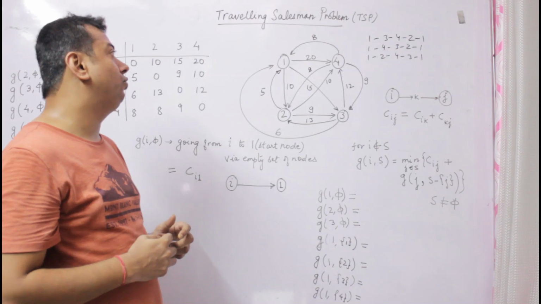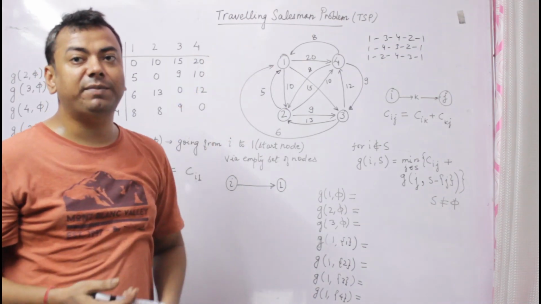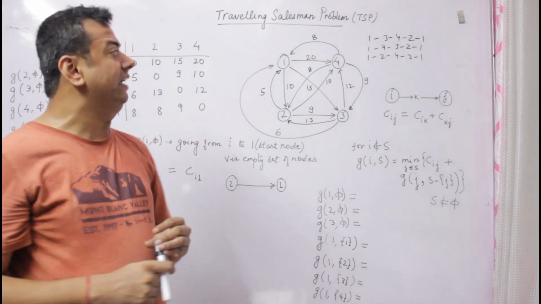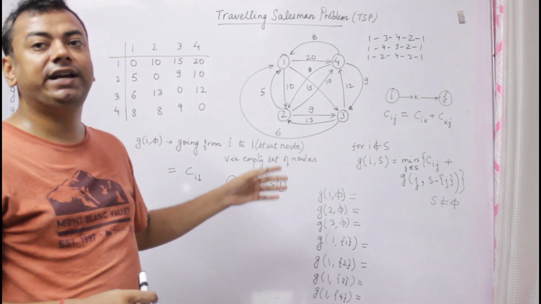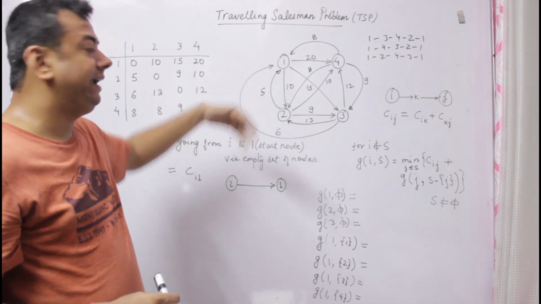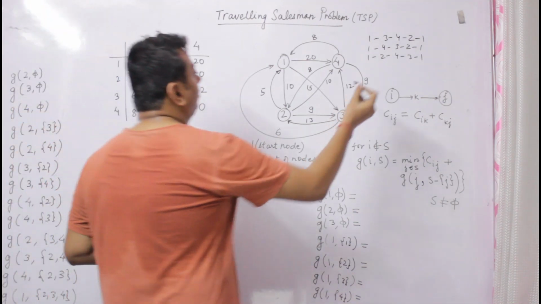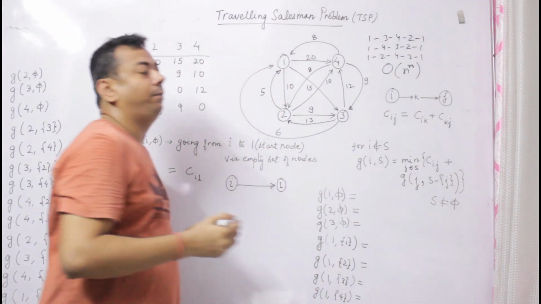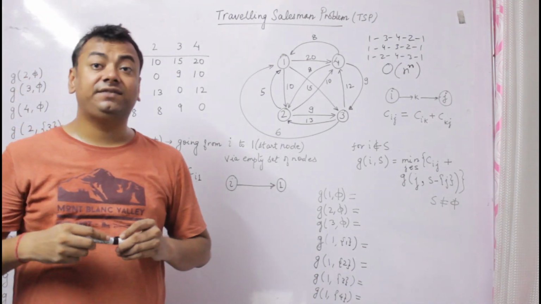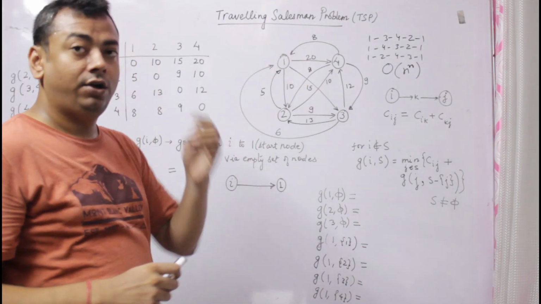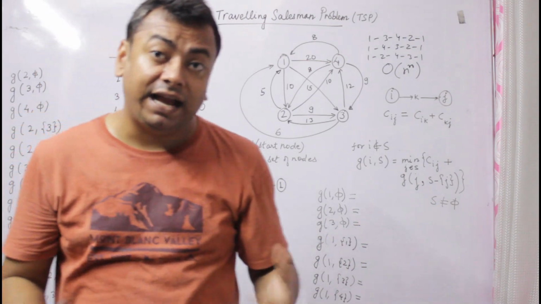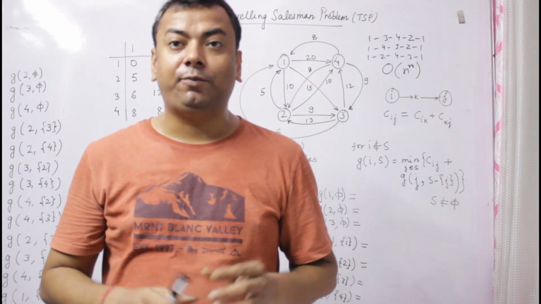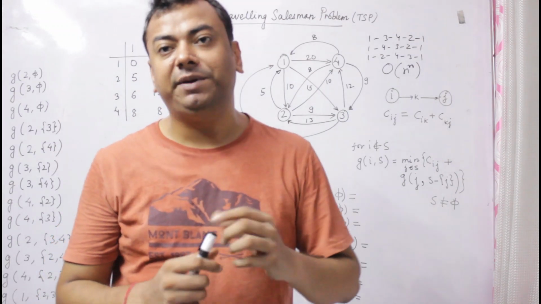So how do we compute the minimum cost? The basic idea is a brute force method: compute all n factorial paths and take out the minimum one, which would cost you big O of n to the power n, which is very costly. So we should avoid this. Can we have a better approach to solve this problem? Yes, we have dynamic programming. So how do we approach it with dynamic programming?